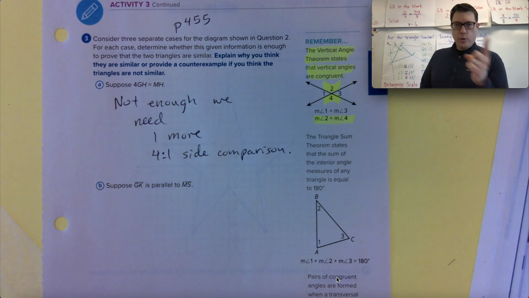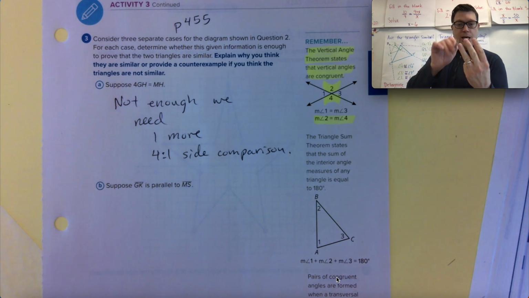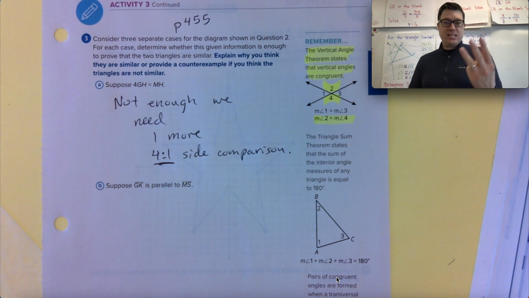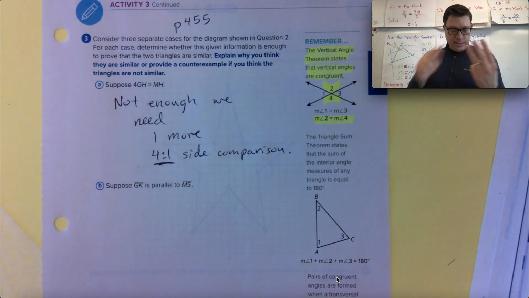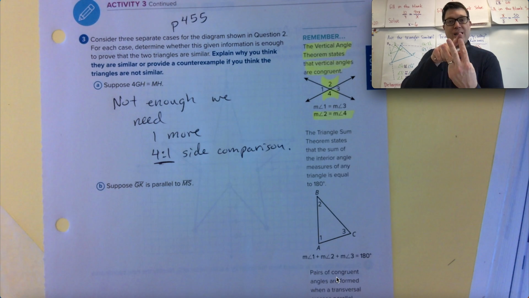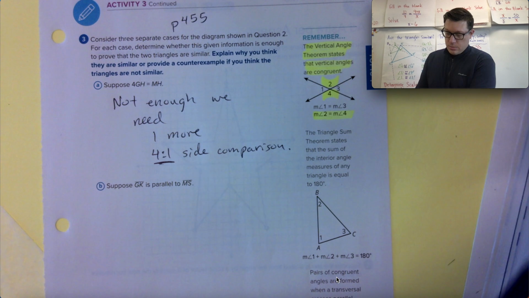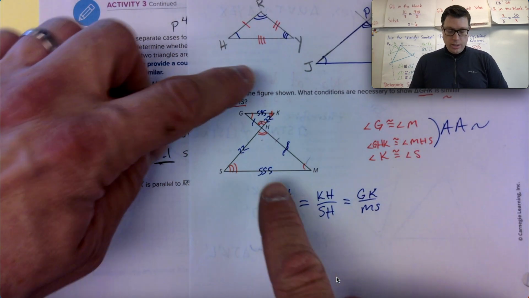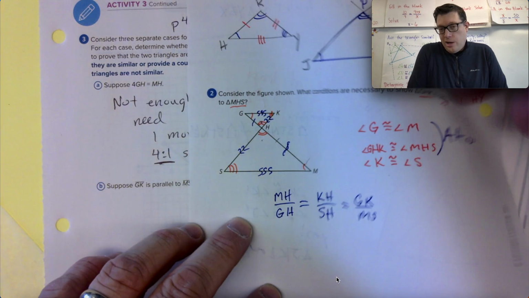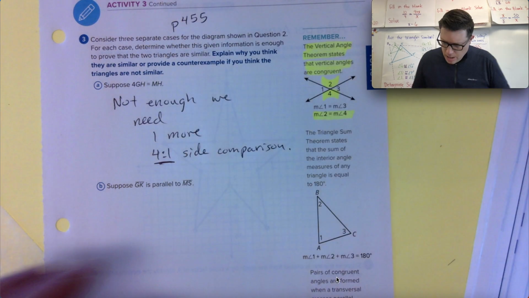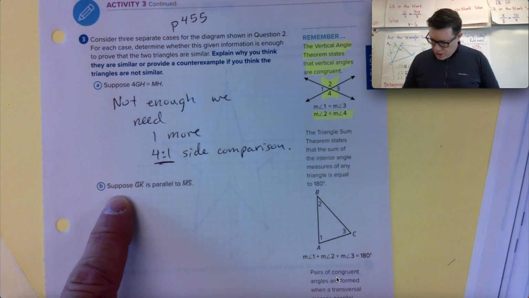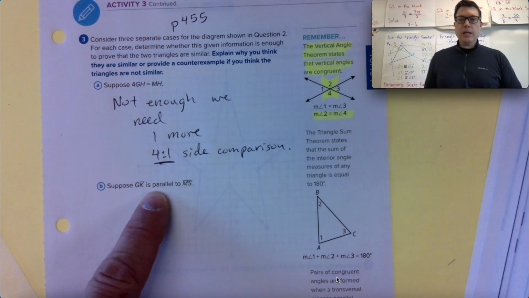In this case, we have one angle and one side. We need side-angle-side similarity. And we need to know the 4-to-1 ratio exists between the first pair of sides, which is given here, and the second pair of sides. And nothing else tells us that this is 4-to-1, so we don't know that information. No, it's not enough. Next up, suppose that GK is parallel to MS.